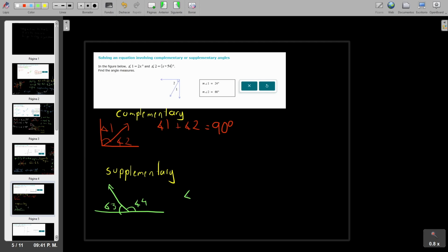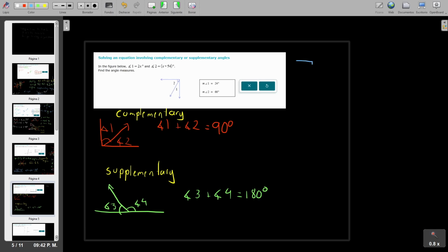So it is angle number 3 plus number 4 equals 180 degrees. To solve this, first we need to identify whether this figure is a complementary or a supplementary angle. In this case, it is a complementary angle, as we can see, because it is 90 degrees. How do I know it is 90 degrees? Because remember, this little square, this little box here, means that this is a right angle.